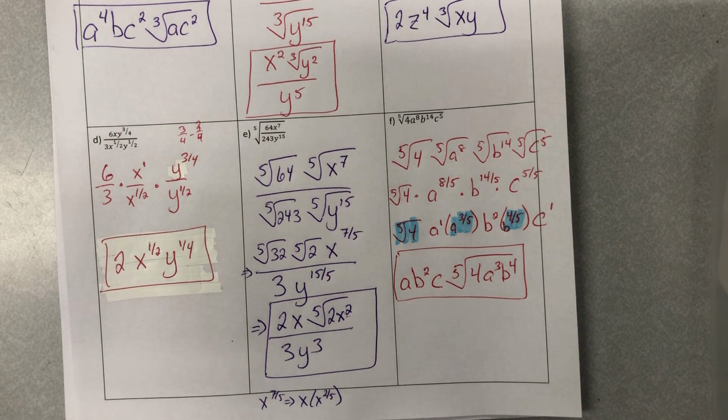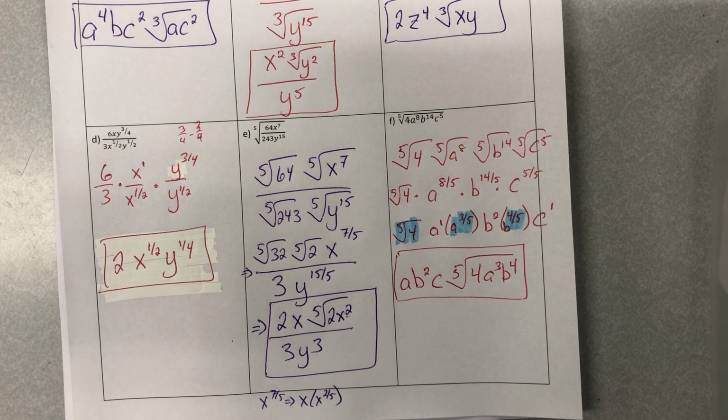All right, so I know it can be kind of confusing, but if you write them as rational exponents, I really think it helps.